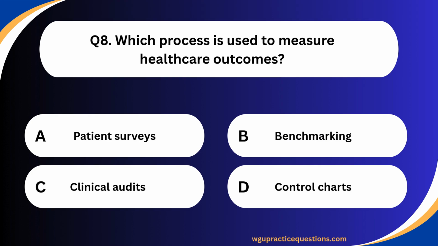Question 8. Which process is used to measure healthcare outcomes? A. Patient surveys. B. Benchmarking. C. Clinical audits. D. Control charts. Which one is the correct answer?